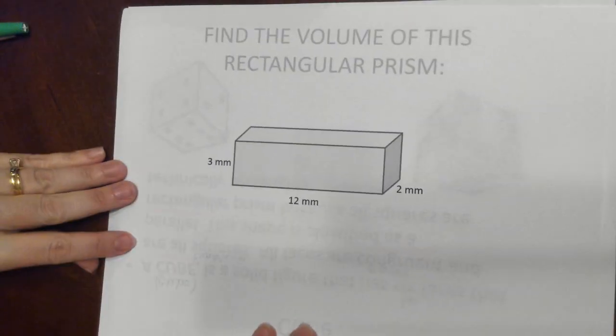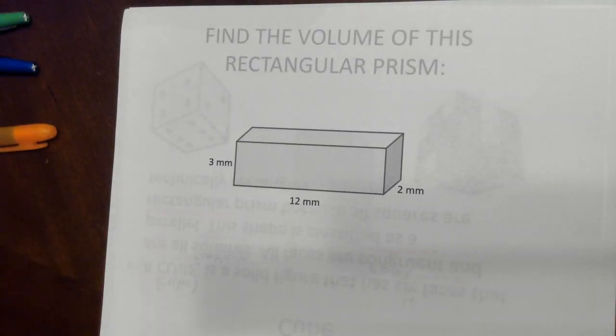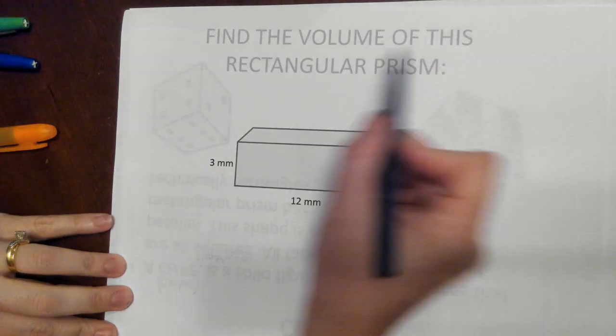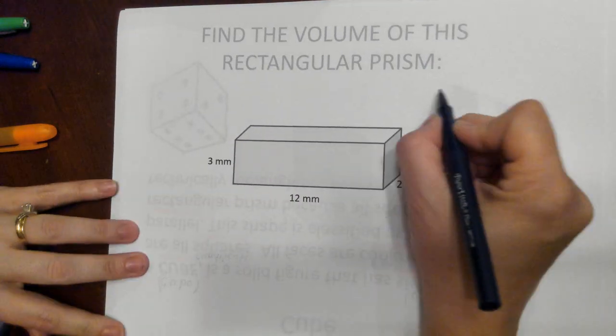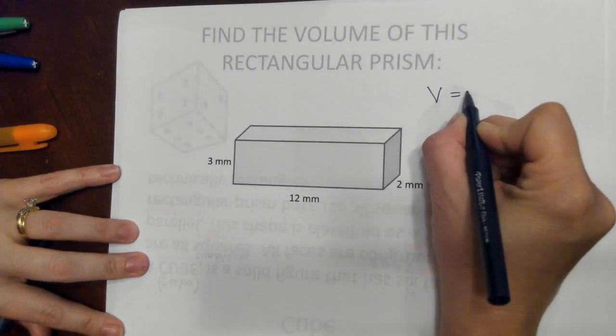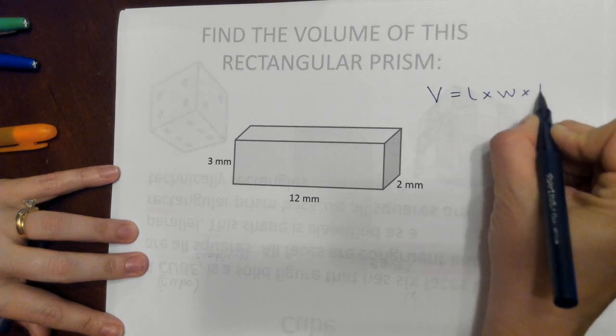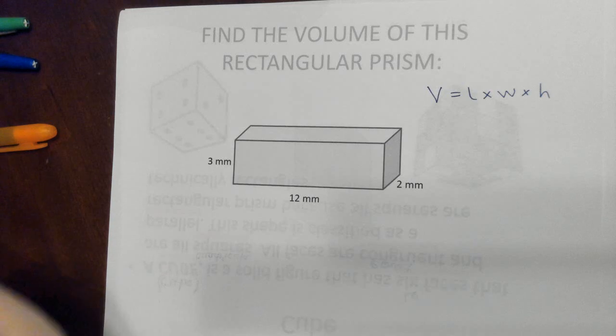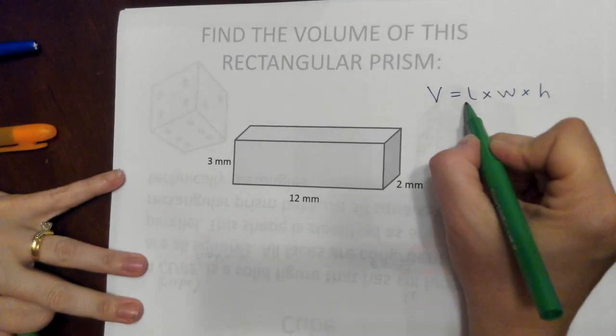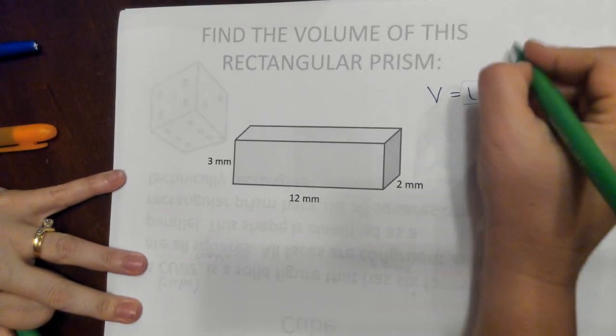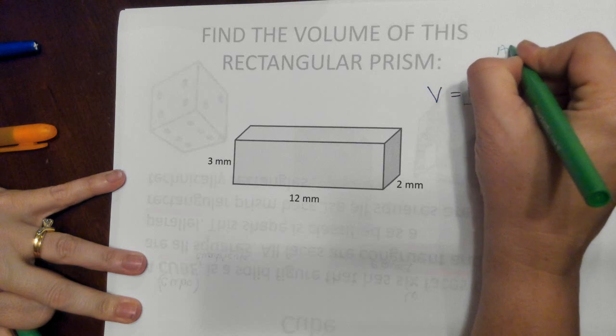Okay, so let's try this for a second. Let's try a couple together. It says find the volume of a rectangular prism. So remember, volume is the length times the width times the height. Okay, so you just want to remember that these are really the area of the base.